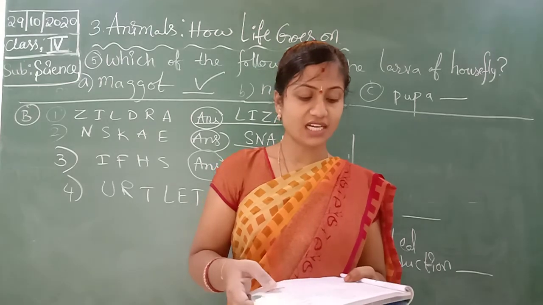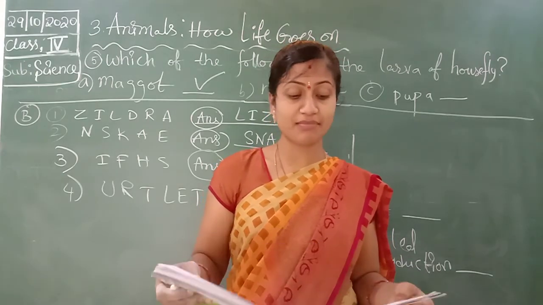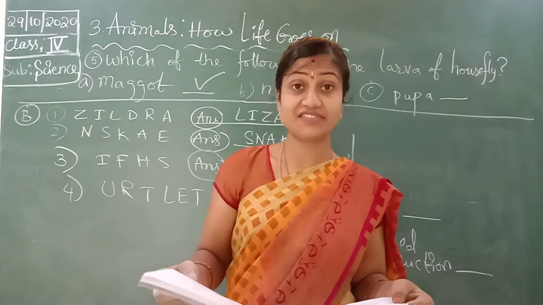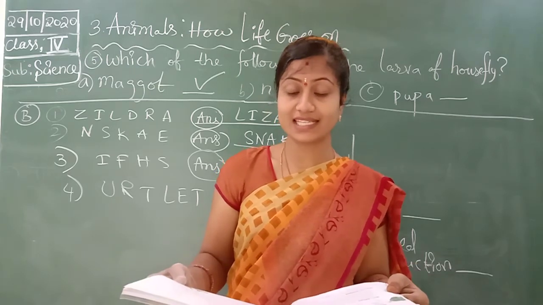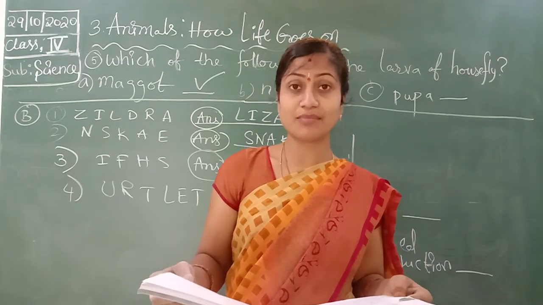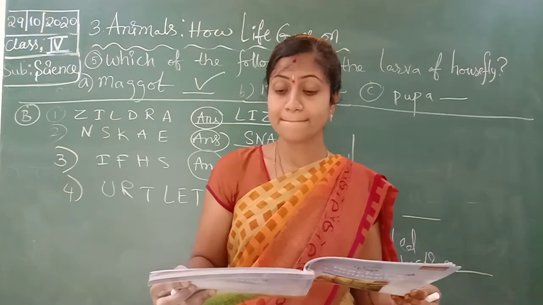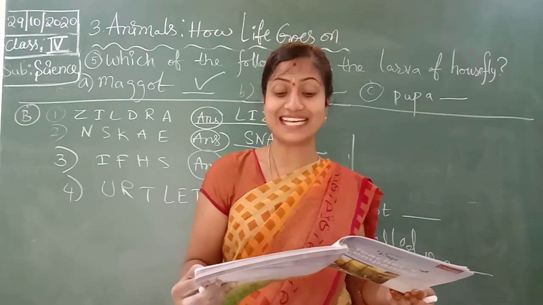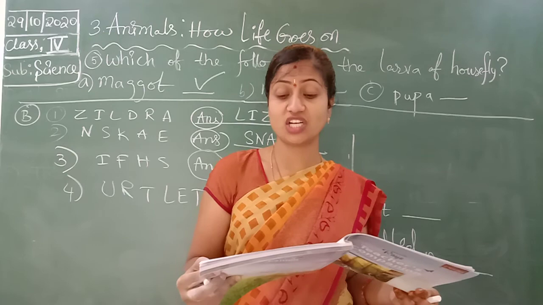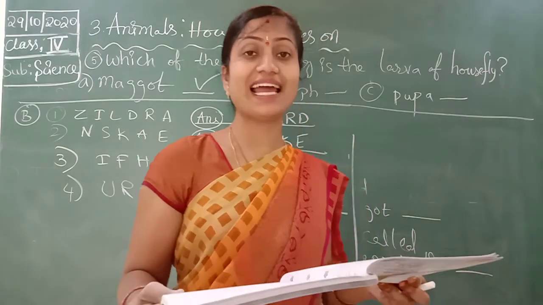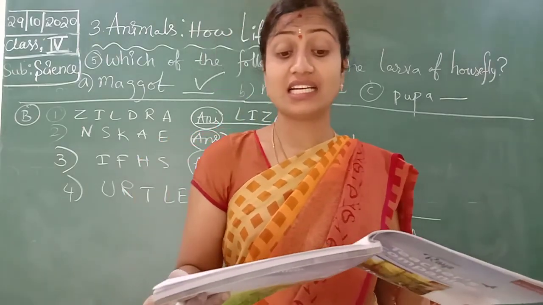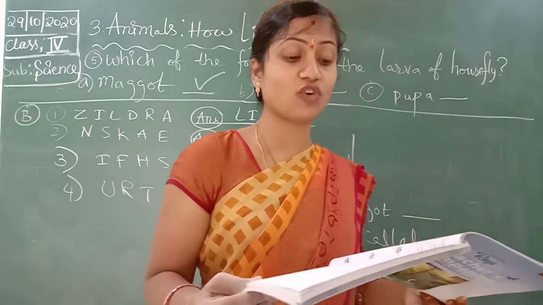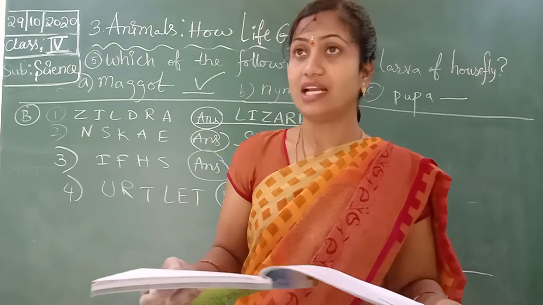Okay, understand children? Hard words, A bit and B bit. Today enough. You have to learn these hard words with the spellings and tick the correct answers. And these unscrambled letters also. These are egg-laying animals. Lizards lay eggs, snakes lay eggs, fish lay eggs, turtles lay eggs. Snakes and turtles lay eggs in holes. Fish lay eggs in water. Lizards also lay eggs in holes.